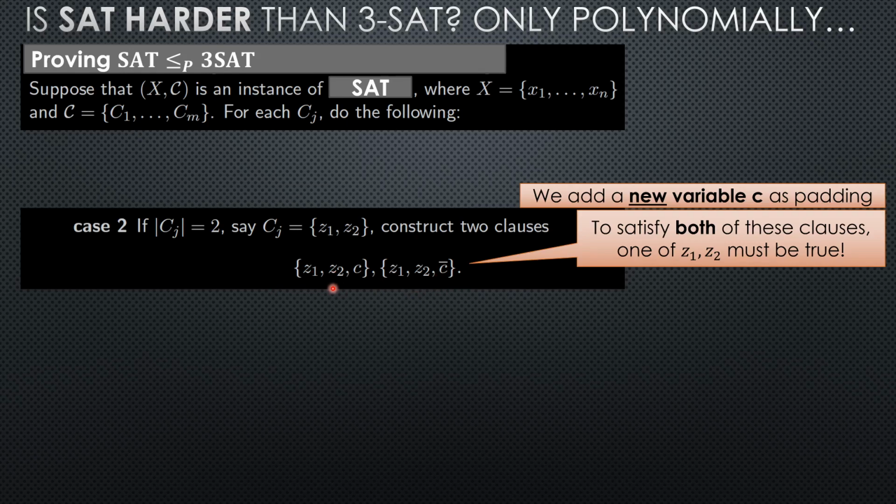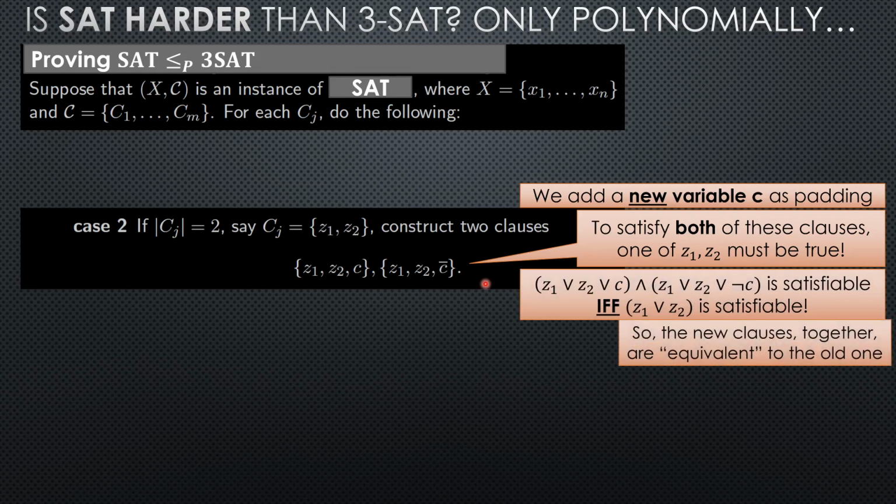So in order for both of these to be true, we need one of the z terms to be true. That's the key insight here: we're adding a dummy variable, but we're making sure that the addition of this dummy variable doesn't change the answer. In order to satisfy both of these clauses, we have to satisfy the original clause. And if the original clause is satisfied, both of these clauses are satisfied. So in some sense, we're constructing a pair of clauses that together are equivalent in the 3-sat instance to the single clause with 2 literals in the sat instance. So this is the key property. These 2 clauses are satisfiable if and only if the original clause of 2 literals is satisfiable.